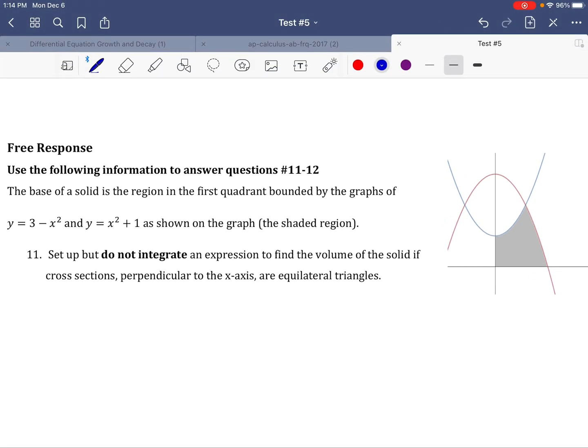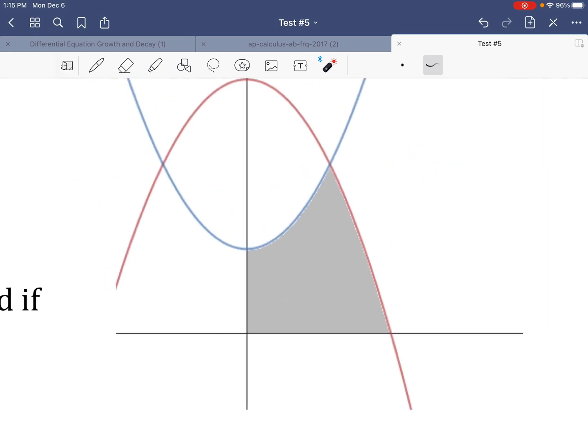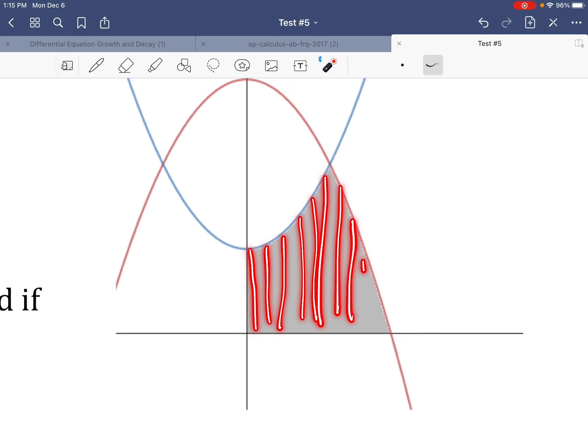Okay, we need to go through how to do this again because it was not very good. Now, the first thing you're not doing is you're not drawing on your pictures like I've told you to. Okay, so when I look at this question, I see set up but do not integrate cross sections perpendicular to the x-axis. So over on your picture, what we're doing is we're sketching in. These are the bases of my cross sections that are perpendicular to the x-axis.